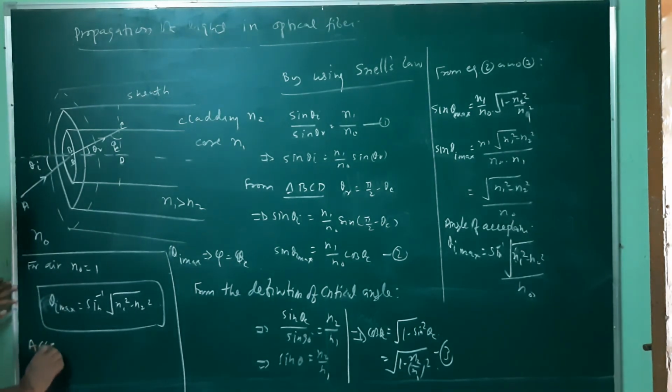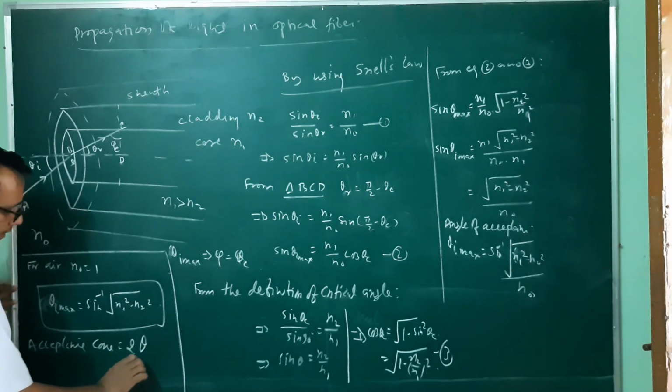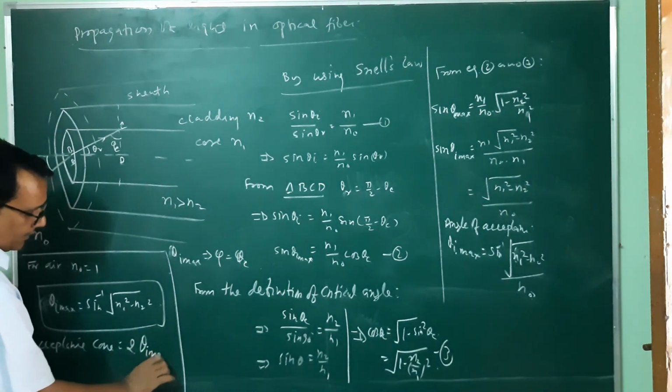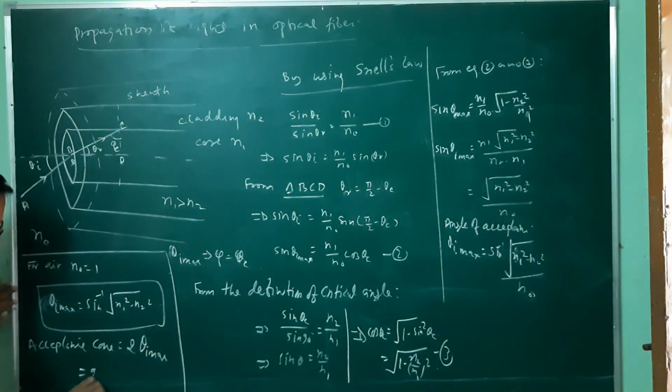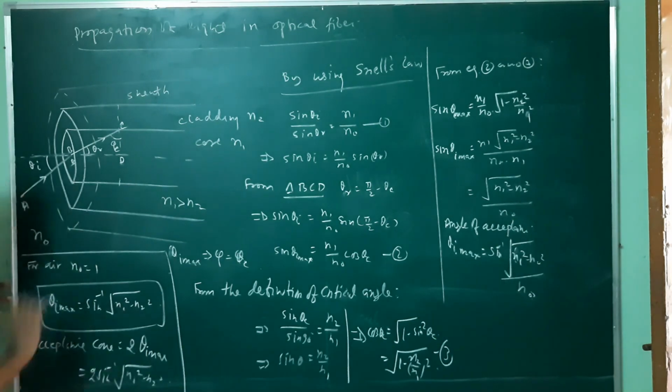In the three-dimensional case, that is the acceptance cone. The acceptance cone is equivalent to 2 times theta I max, which is equivalent to 2 sine inverse of root of N1 square minus N2 square. So this is the acceptance cone.